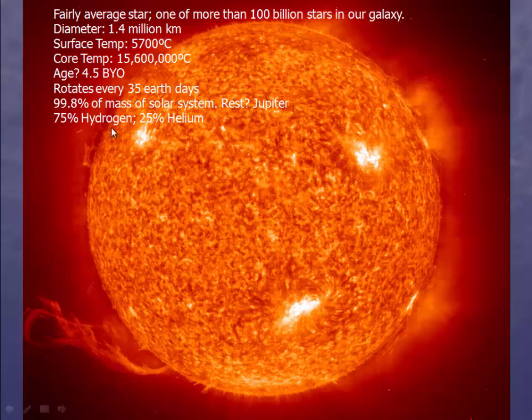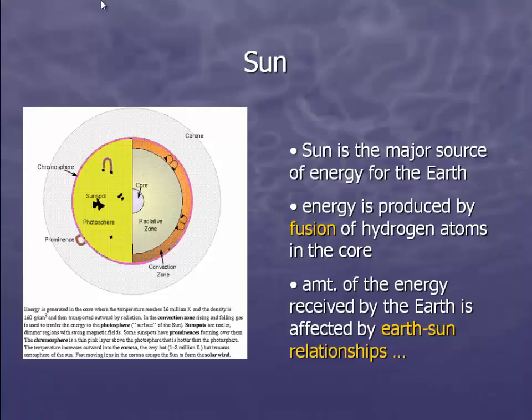The sun rotates every 35 Earth days, and another interesting thing here is that it comprises about 99.8% of the mass of the solar system, and the other 0.2% is mostly Jupiter, and then you start breaking up some very small fractions, 0.001 for the Earth and some of the other inner planets. So the sun is a fairly massive entity, but in terms of other stars in our galaxy, it's actually fairly average. The sun creates energy that is received at the surface of the Earth through a process known as nuclear fusion. This is fusion of hydrogen atoms in the core of the sun.